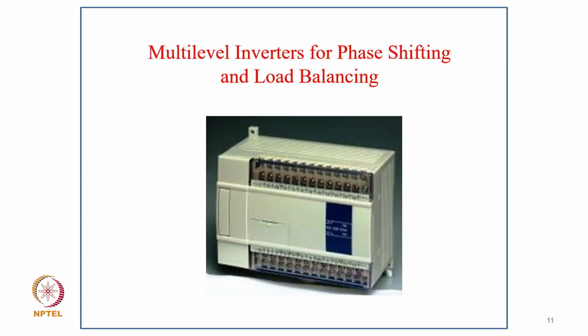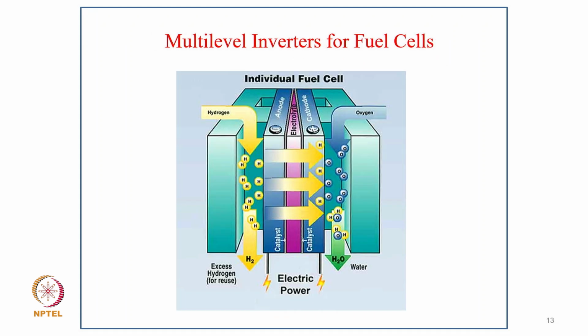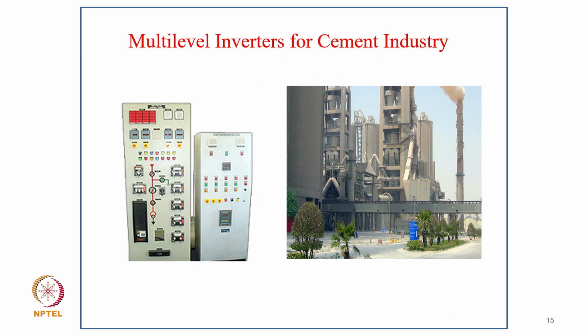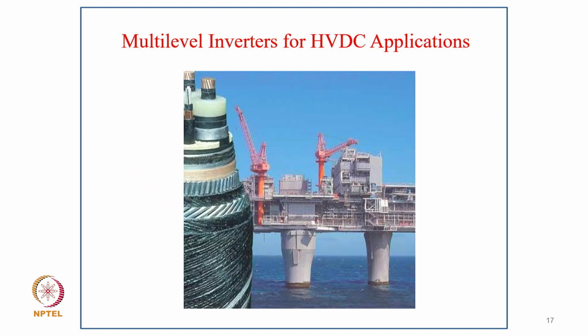The cascade multi-level inverter is used for power line conditioners. Multi-level inverters are also used for phase shifting and load balancing, and for high quality power supplies. They are also used for fuel cells and for photovoltaic applications. Multi-level inverters are used in the cement industry for large rating drives, and in the mining industry, again for large rating and low speed drives.